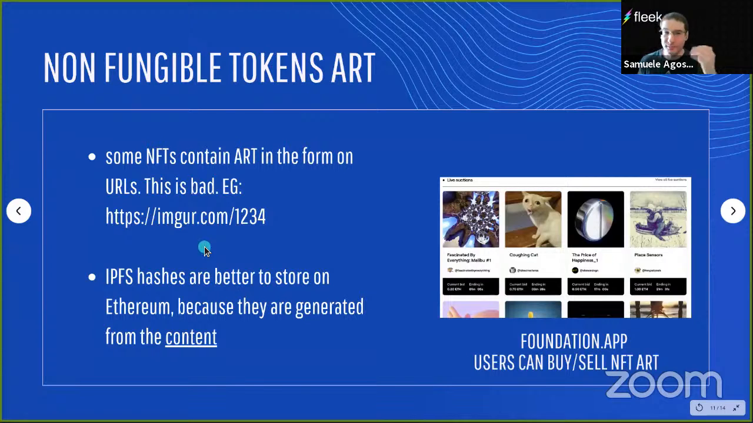The better solution, instead of using URLs, is IPFS hashes. They're way better than URLs. You can store IPFS hashes on Ethereum, and the cool particularity about them that you might have learned previously is that they are based on the content. So if I change even one pixel of my NFT, the hash is going to be different. So there's a guarantee of the integrity of the non-fungible token. It's recommended that if you're going to make a non-fungible token that uses art, use IPFS, do not use URLs.